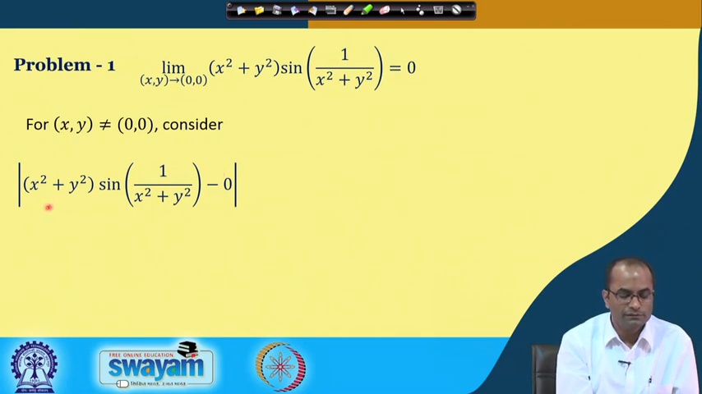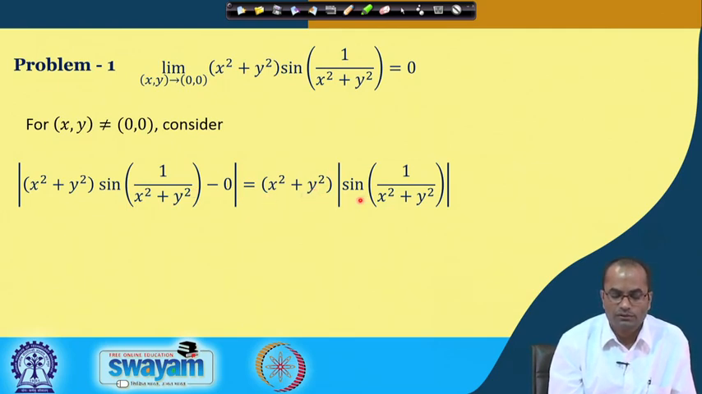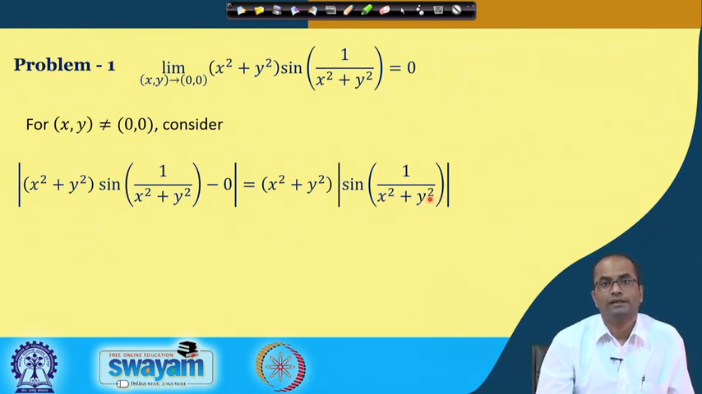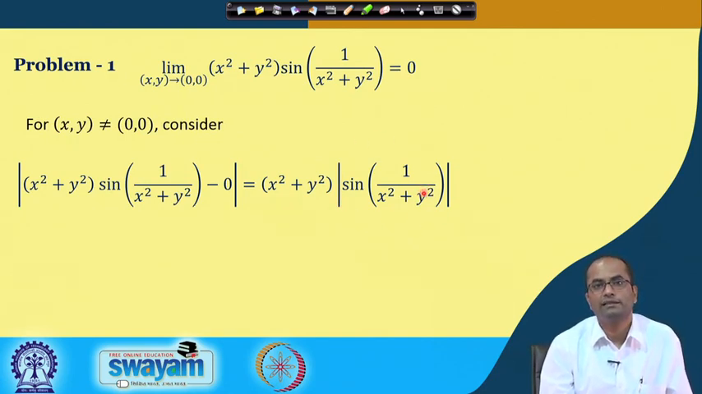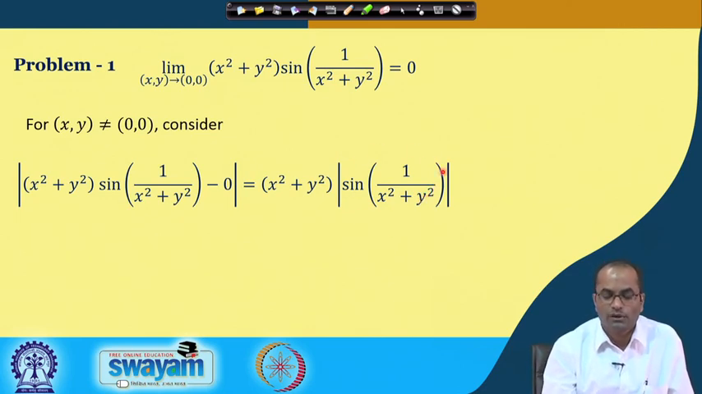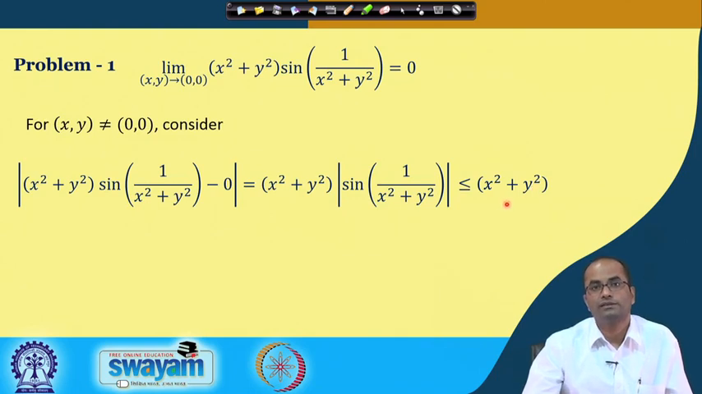So, if we start with this difference, this is x square plus y square, because this is going to be positive, times the absolute value of sin of 1 over (x square plus y square). And we know that the value of the sine always lies between -1 and 1. So, this quantity is bounded by 1, less than or equal to 1. That means this difference is less than or equal to x square plus y square.